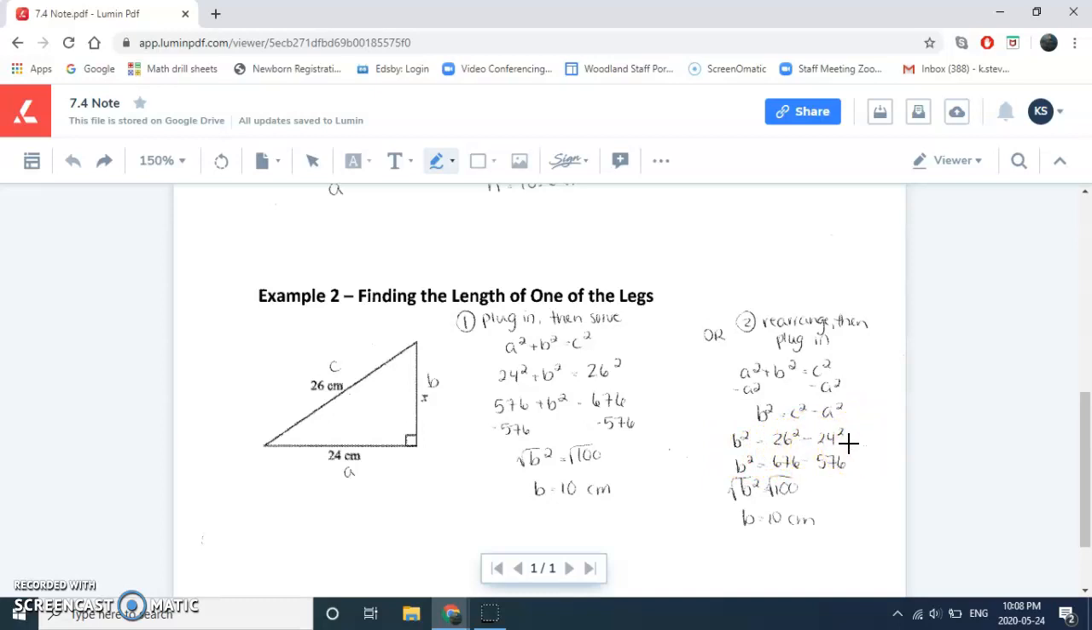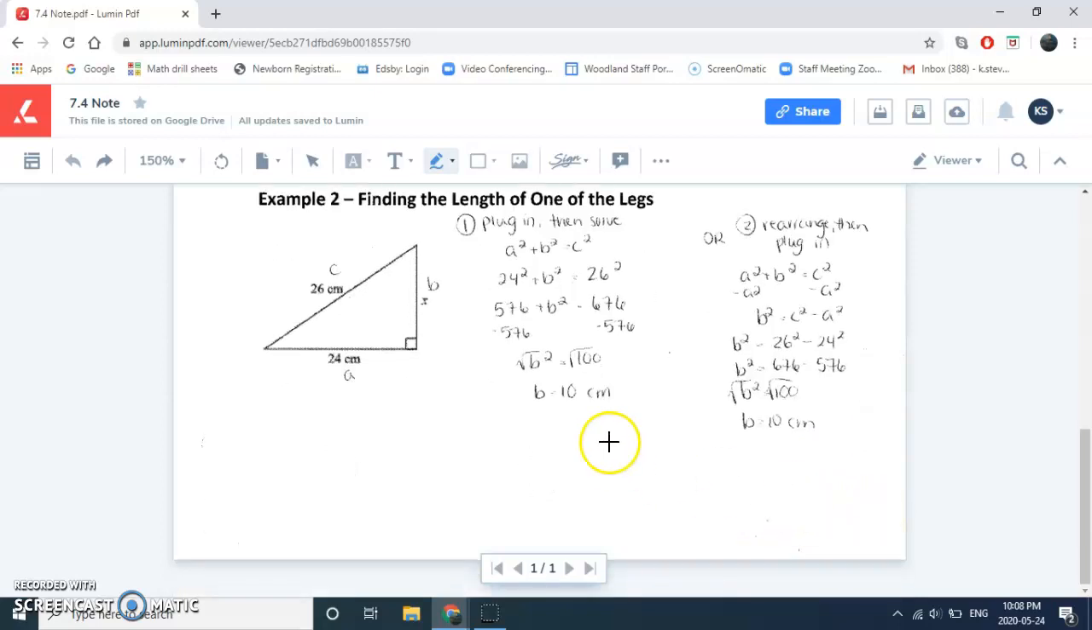Now we can't just go 26 minus 24 and then square it. We'll get a very different number. So we need to square it out first, then we can solve. Again, the numbers that we already know, 676 subtract 576 will give us 100. We need to do the square root. So we do the square root of 100, which gives us 10 centimeters. All right, now I want you to work on the practice questions.